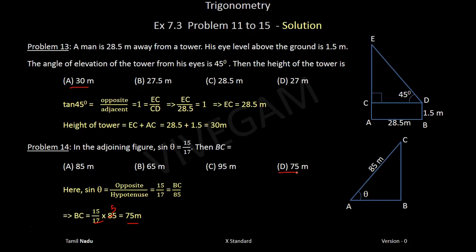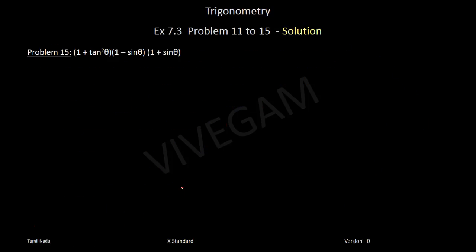So they have given us the sin theta value, and they have given you the hypotenuse, and they are asking us to find the opposite side. So sin theta is opposite by hypotenuse, which is 15 by 17 given in the problem, and that is equal to opposite side BC and the hypotenuse is 85. So simplify this equation, you will be able to get the value of BC.